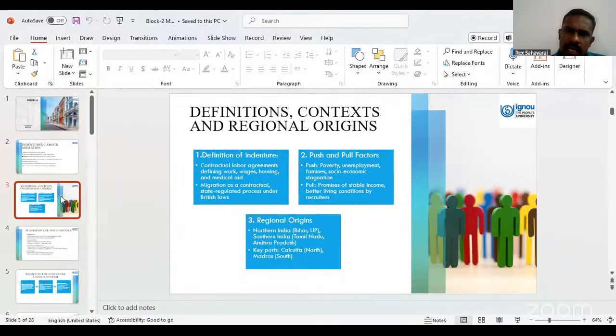What is the meaning of the term indenture? That's a very important aspect for us to learn today. When we look into the definition part, it is a simple term. It is a contractual labor agreement, right? So three terms are very important here: a contract is there, labor is there, agreement is there.